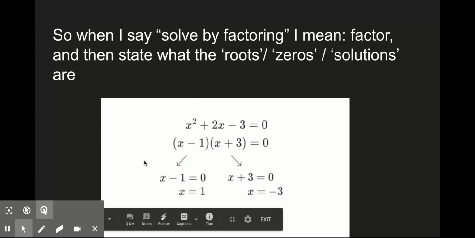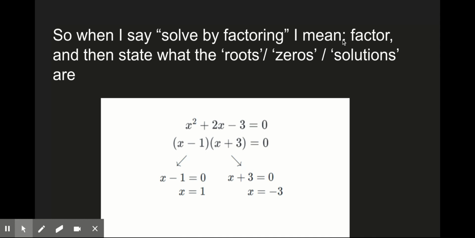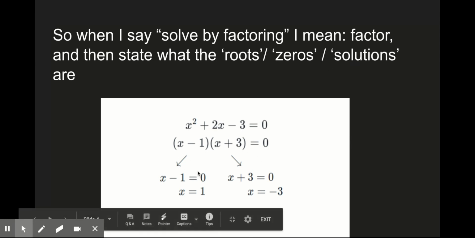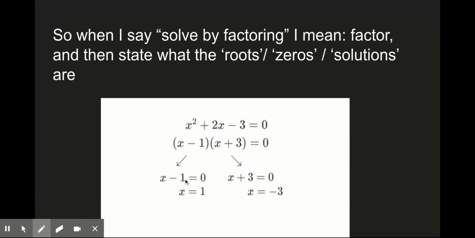So here is what I mean. When I say that I want you to solve by factoring, what I mean is, can you factor the problem and then state what the roots or zeros or solutions, whatever you want to call them, are based on what you've factored, right? So we can see here them writing it almost like this. If I factor this and then use the zero product property, either x is 1 because I plug in a 1 to get 0, or x is -3 because I plug in a -3 to get 0. And then I could say, well, that means that my x is 1 or my x is -3.